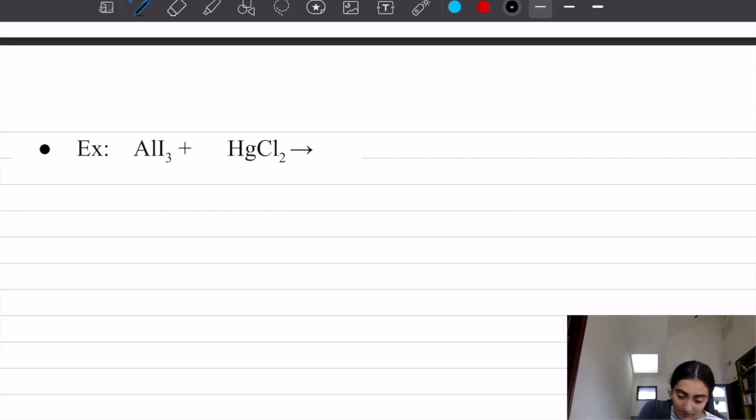Okay, so I'm going to classify each of the elements in the reactants as a metal or nonmetal. Aluminum is a metal, iodine is a nonmetal, mercury is a metal, and chlorine is a nonmetal. So if we have outside switch and inside switch, we are going to now write the formula for our products. So we have Al and Cl. Aluminum is a +3 charge, chlorine is a -1 charge, so that is going to be AlCl3.